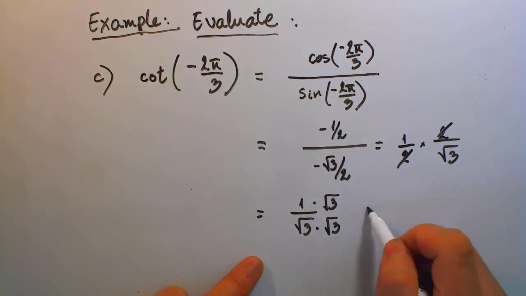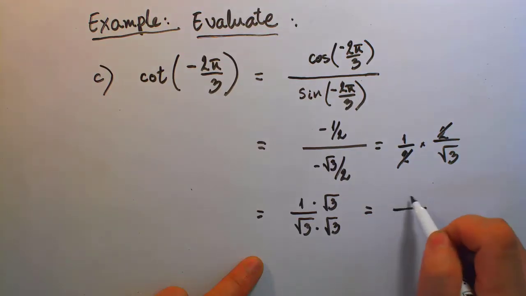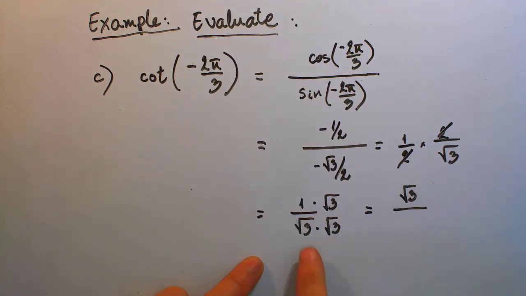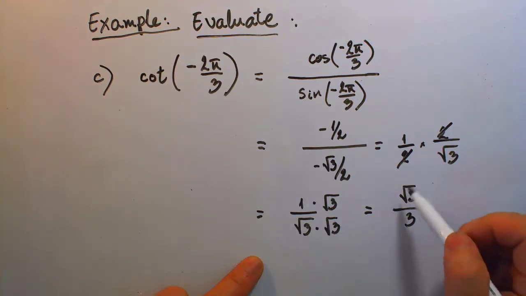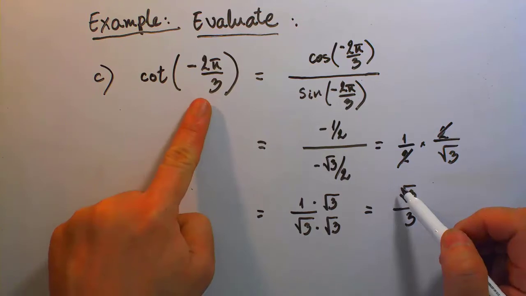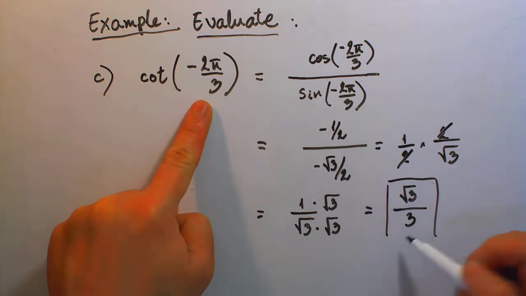That gives me my final answer, a square root of 3 in the numerator. Square root of 3 times square root of 3 in the denominator is a 3. So the cotangent of this angle negative 2 pi over 3 turns out to be square root of 3 over 3.